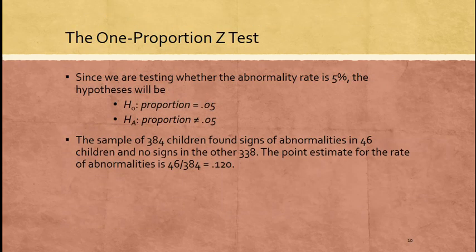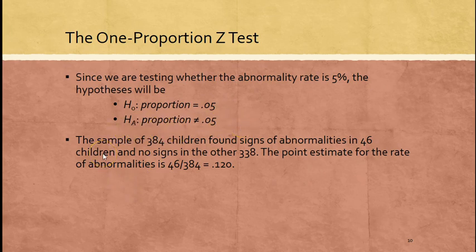As for the hypothesis test, we're trying to test whether the abnormality rate is 5% or not. And technically we want to see whether it's more than. We'll just stick with not equal to. Once we reject, then we'll worry about whether it's greater or less. And if we don't reject, then we don't worry about it at all. So anyway, our null hypothesis is that the proportion is equal to 0.05. The alternative is the proportion is not equal to 0.05.